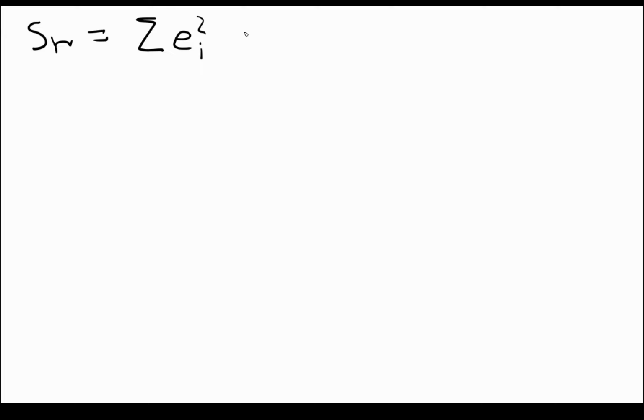So we're going to define this S sub r, which is the sum of the squares of the residuals, which if we again take the equation for the residual is simply going to be the sum over all the y values minus slope times the x values minus intercept. This whole thing squared.